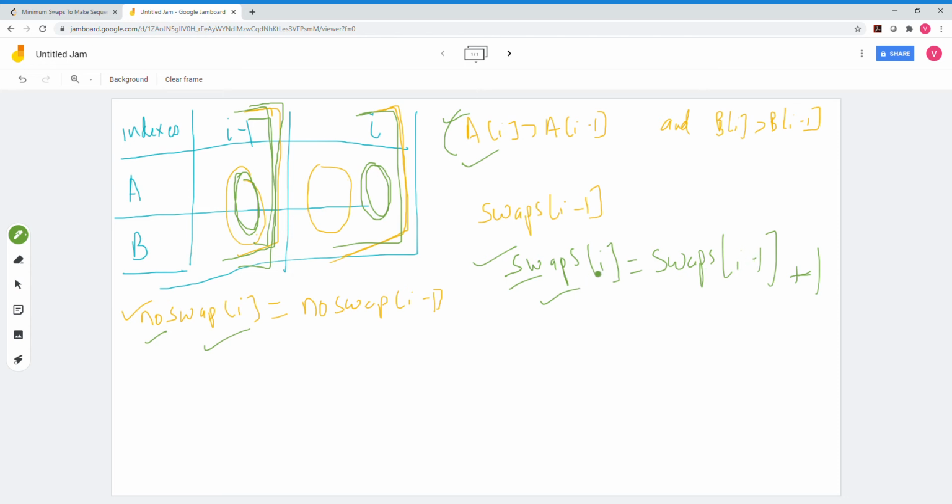Let me go over it again. Swaps of I minus 1 is the cost to make the arrays increasing until the I minus 1th index with a swap at the I minus 1th index. Because of this condition, if there is a swap here, there must be a swap here also to make both the arrays strictly increasing. If there is a swap here and both the arrays become strictly increasing until here, that is nothing but swaps of I. Now, how do I calculate swaps of I? Swaps of I is nothing but swaps of I minus 1 plus this one extra swap. So swaps of I is swaps of I minus 1 plus 1. So I think I have laid clear emphasis on both the equations and justified them.